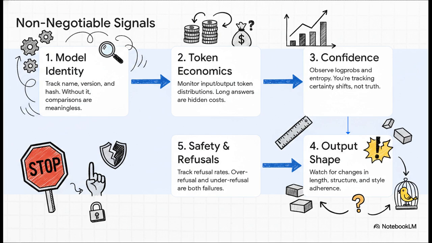A sudden drop in confidence is a huge red flag. Number 4, output shape. This is your canary in the coal mine. Tiny shifts in length or structure often show up right before a huge behavioral break. And finally, number 5, safety and refusals. If your model starts refusing to answer simple, safe questions, that's a problem. If it stops refusing to answer dangerous ones, that's an even bigger problem.